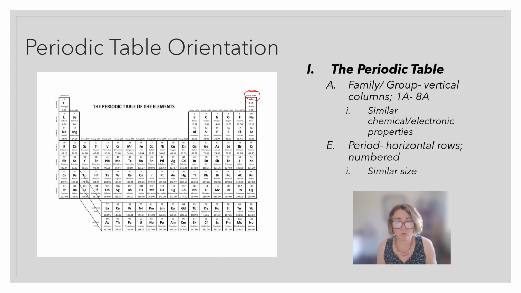Now going across, that is called a period, and each period or row will be numbered. And again, that's going to be found right here along the side of the periodic table, and so periods will go across. And there are 7 periods on the periodic table. In a little bit, what we will see is that the elements that fall inside of a period are going to have a very similar size.